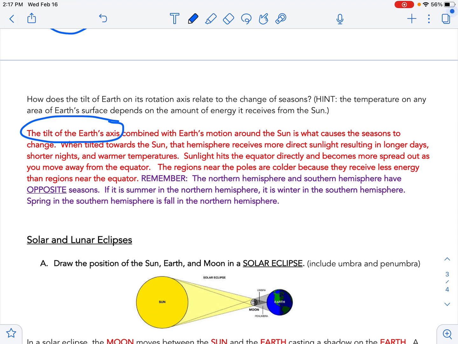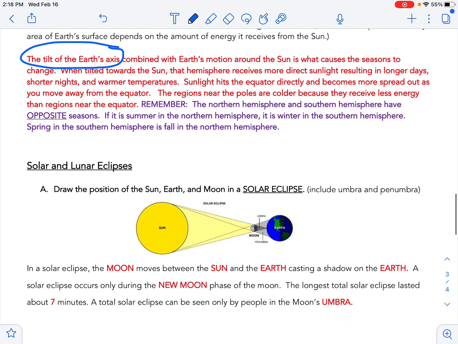Sunlight hits the equator directly and becomes more spread out as you move away from the equator. The regions at the poles are colder because they receive less energy than regions near the equator. That's why areas right along the equator, the tropics, the Caribbean, are always nice and warm, because they're always receiving that direct sunlight, whether the Earth is tilted toward or away. It's kind of a neutral zone. So remember, the northern hemisphere and the southern hemisphere have opposite seasons. If it is summer in the northern hemisphere, it is winter in the southern hemisphere. If it is spring in the southern, it is fall in the northern. So make sure that you understand that those are opposite.